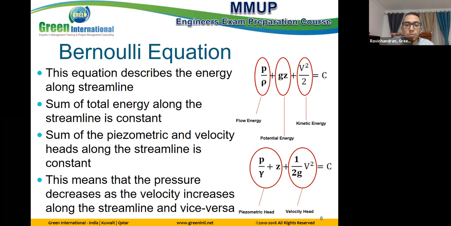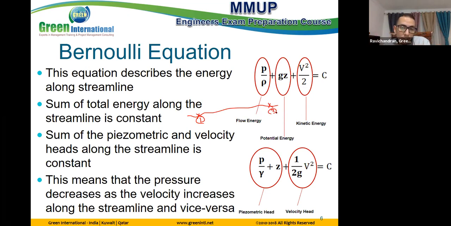For the Bernoulli equation, we have some considerations. What is the consideration? It applies along a streamline. So if you have a streamline like this in the flow, I can apply it between this point and this point, point one, for example, and point two. What does this Bernoulli equation say? It says the energy at any point along the streamline is the same, constant. Which energy? The total energy at this point.